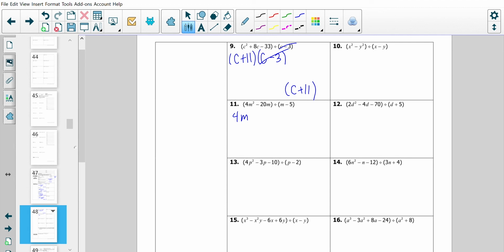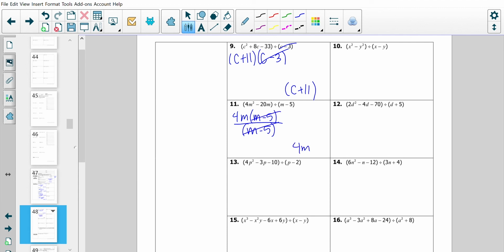That's your difference of squares. Oh, yeah, it is. Sorry. Never mind. Okay, so we took out 4M. What's left? M minus 5. Then you have 5 times 1. What's your answer? These cancel out. So 4M is your answer.